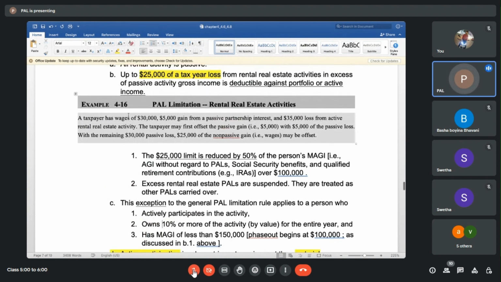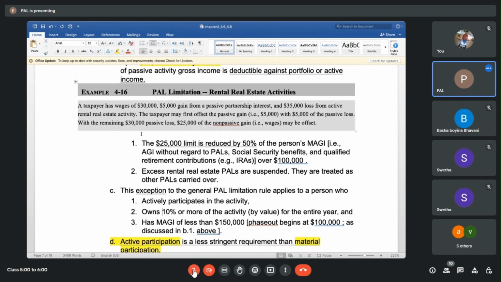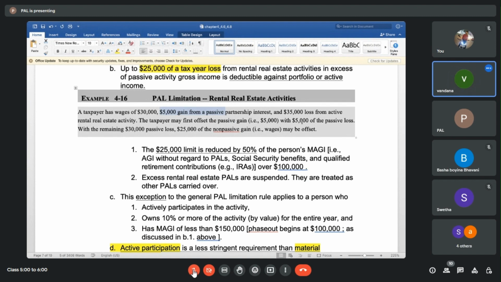Vandana, can you explain this? 4.16, go through it. This is where we are talking about rental real estate activities. A taxpayer has wages of $30,000, a $5,000 gain from a passive partnership interest, and a $35,000 loss from active rental real estate activity. The taxpayer may first offset the passive gain, that is $5,000, with $5,000 of the passive loss. With the remaining $30,000 passive loss, $25,000 of the non-passive gain, that is wages, may be offset.